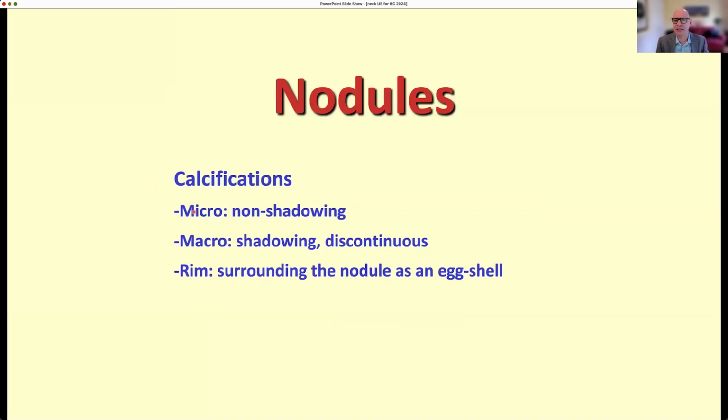Second feature is calcifications. We distinguish microcalcifications that are typically described as bright spots that are non-shadowing. Macrocalcifications are calcifications that are generating a shadow, and they can be discontinuous or continuous. And then you have ring calcifications or eggshell calcifications that surround the nodule as an eggshell. And these are pretty easy to distinguish. Microcalcification is very complex, and the point is that modern classifications don't refer to microcalcifications anymore, but tend to refer to reflectors, because sometimes it's unclear whether you can call a reflector a calcification.